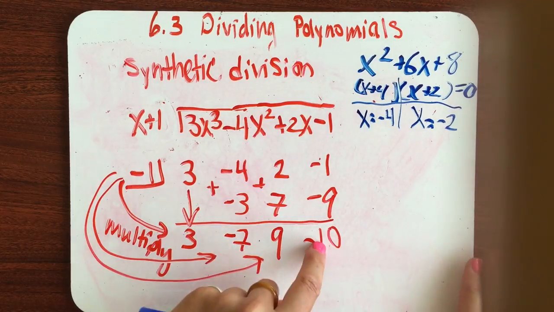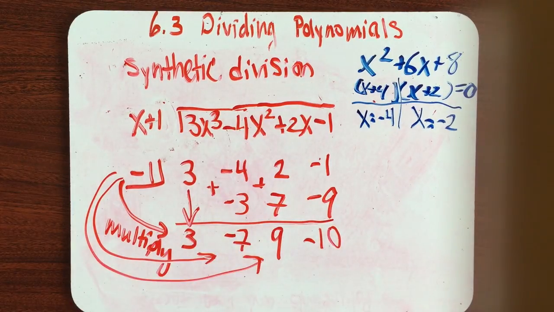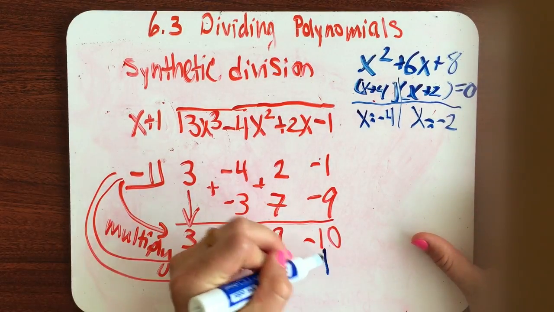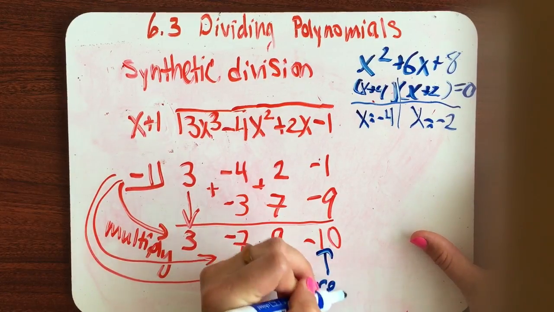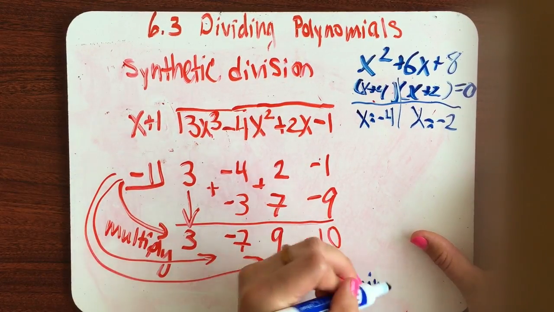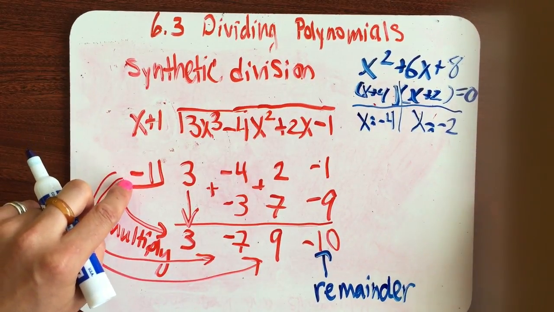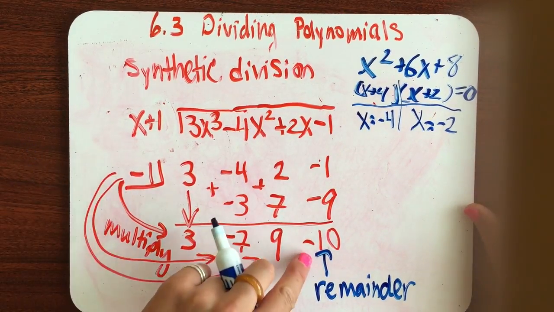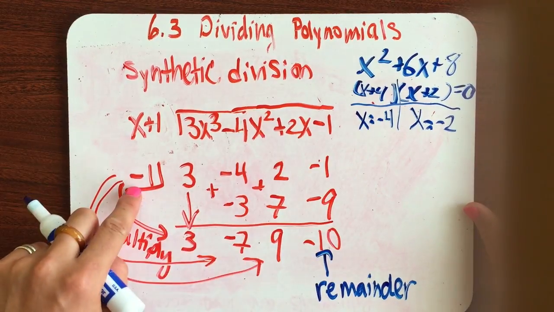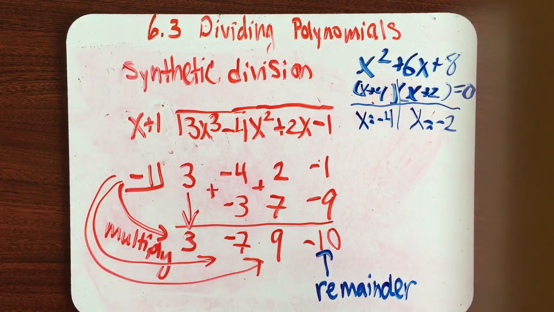what these numbers are. So once you come up with these numbers, here's what it's giving you. This last number is always the remainder. So we know that the only time that this is going to be an intercept is when we get a remainder of 0. So it's not an intercept because our remainder is -10.